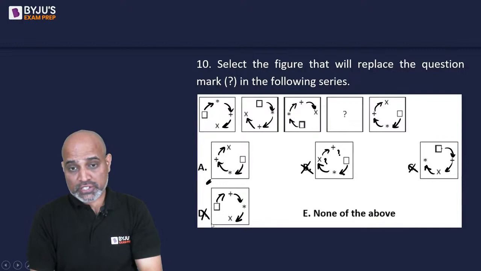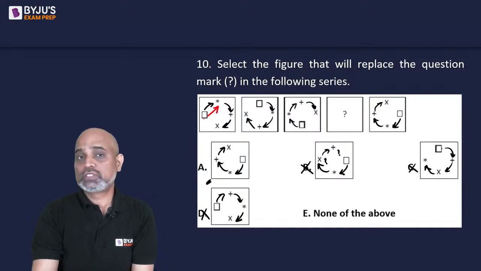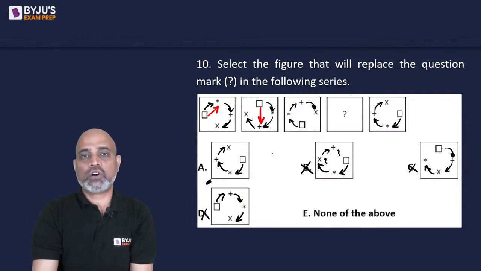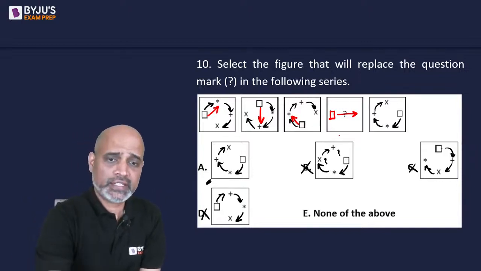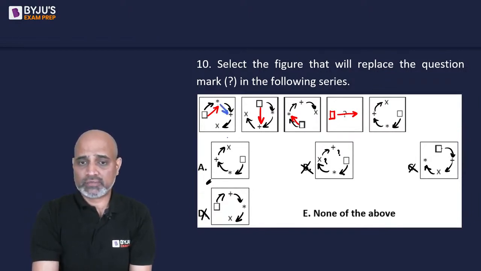दो तरीके हैं इसको समझने के. If you go from one figure to the other one, so square moves one place, and then it moves diagonally. Then it should move one place, and then it should move diagonally. This should be true for other symbols as well, right? So let's look at asterisk. Asterisk moves one place clockwise, and then it moves diagonal. Then it again should move one place clockwise, and then in the next one it should move diagonal.